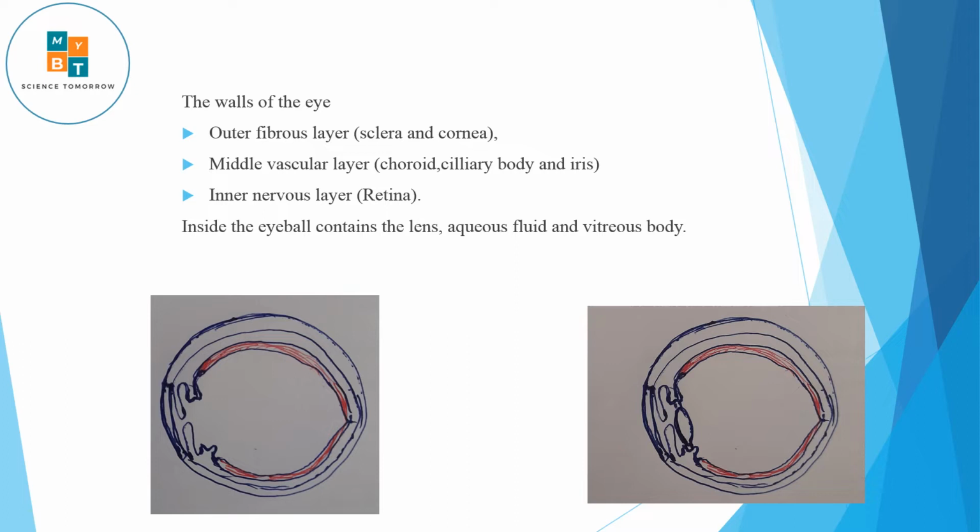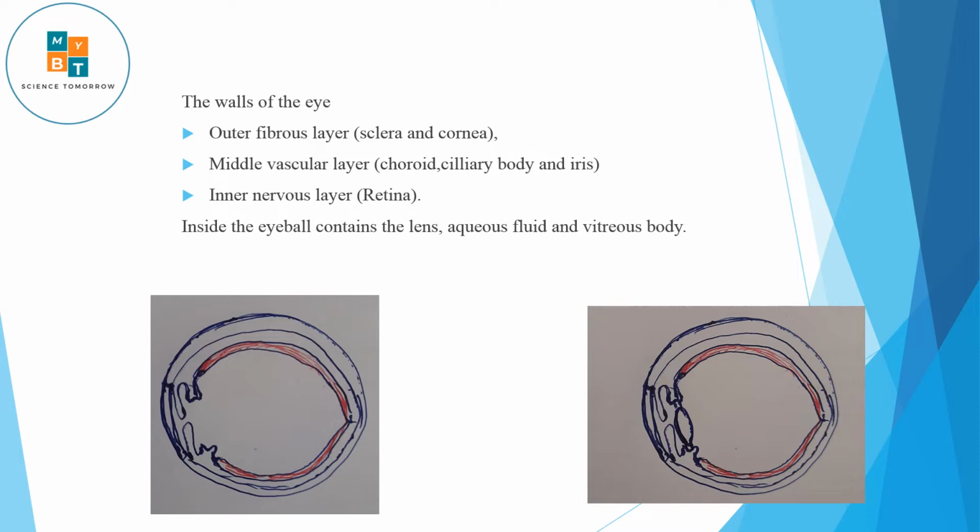And the second layer, in the middle, is the vascular layer, which means you have blood vessels in the middle layer. This consists of the choroid layer, which is a blood vessel area, and the ciliary body, and the iris is also part of the middle layer. So: choroid, ciliary body, and iris.